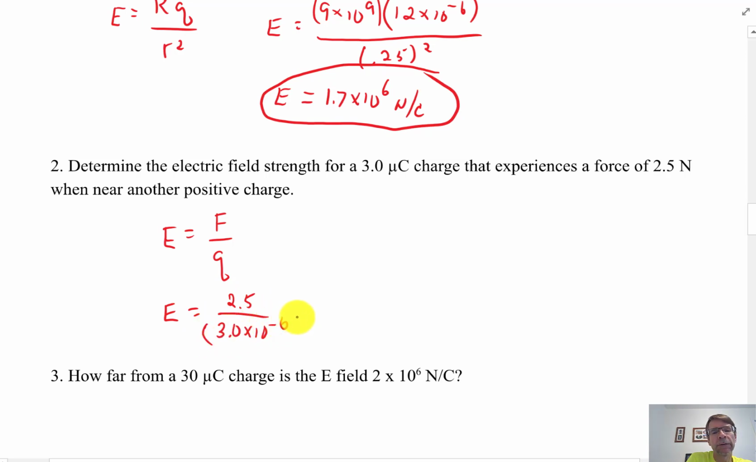So that charge is experiencing a force of 2.5. You just plug that in. So you get E equals 8.3 times 10 to the 5th newtons per coulomb.